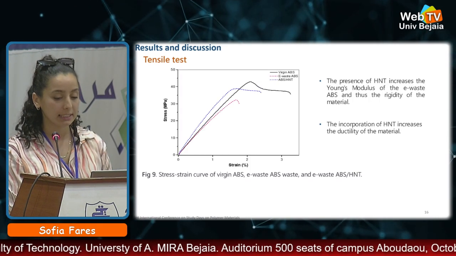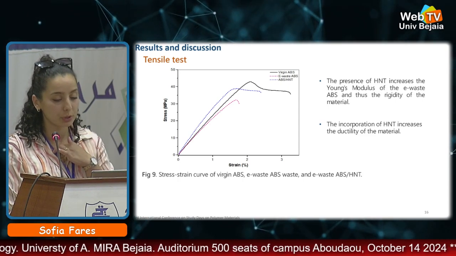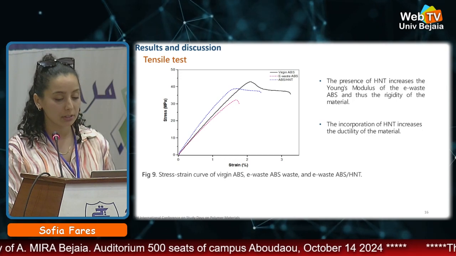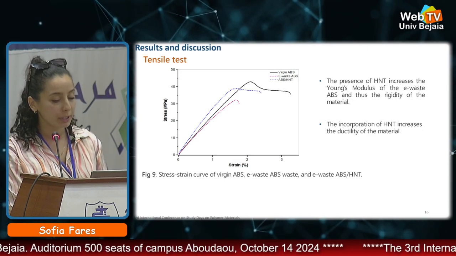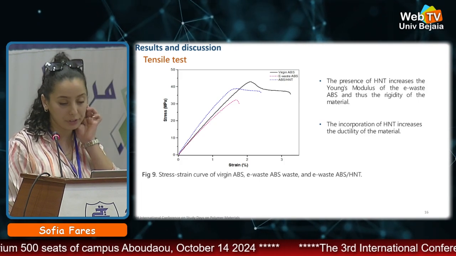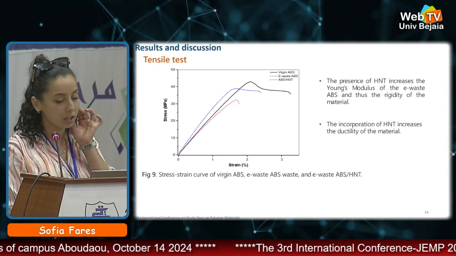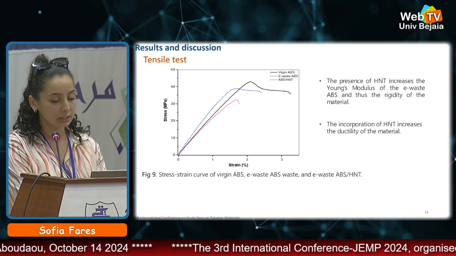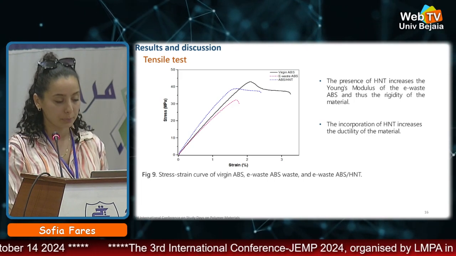The last technique is tensile testing, which will inform us about the mechanical behavior of ABS. Virgin ABS exhibits mechanical behavior similar to that of thermoplastics, characterized by good softness and rigidity. The mechanical behavior of E-waste ABS is different from that of virgin ABS and exhibits reduced tensile strength and decreased ductility due to the presence of the additives.